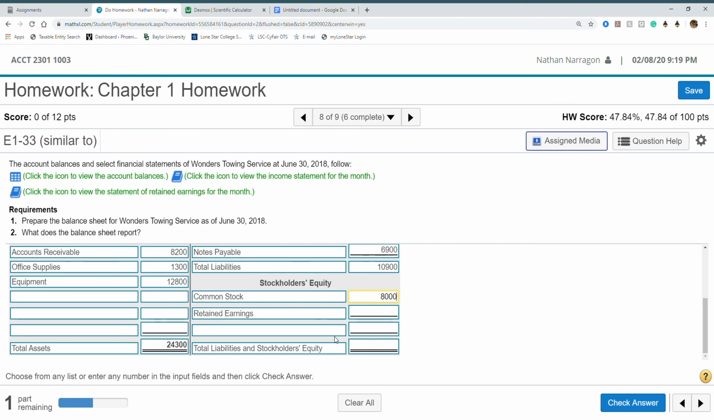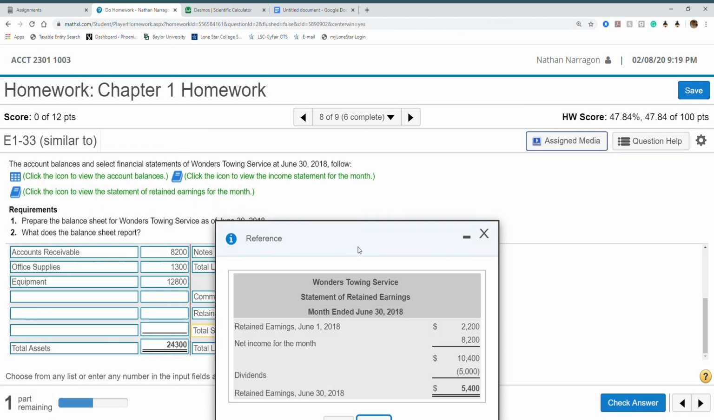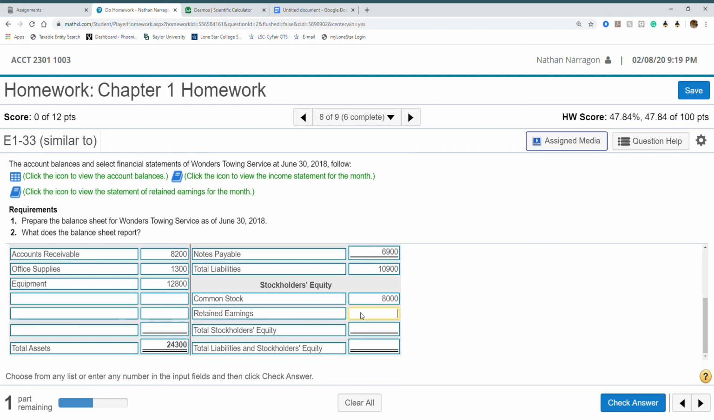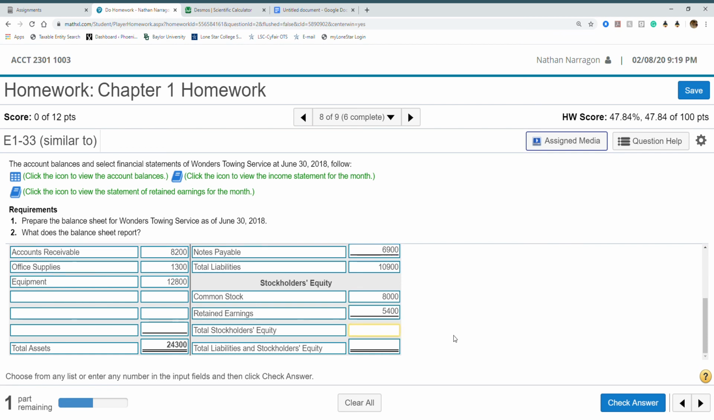Then retained earnings, we're going to actually have to go look for. And it's going to be this statement of retained earnings. And if you can't see it, it's at the bottom. Once you click it, again, that's your ending. So for me, it's 5,400. Okay. So this is actually 13,400. So if you add those two together, 24,300.